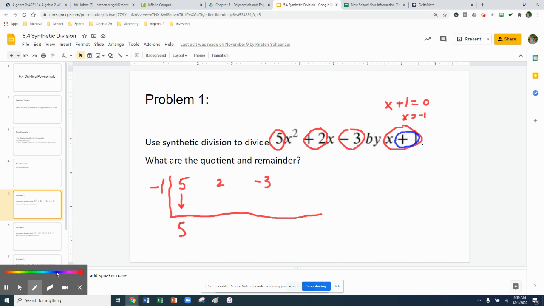The next thing that you do is just a little bit of arithmetic. You're going to multiply -1 times 5 and then put that number into the next column, which is going to be -5. Then again, you're going to add your column together, which is going to be 2 plus -5, which is -3.